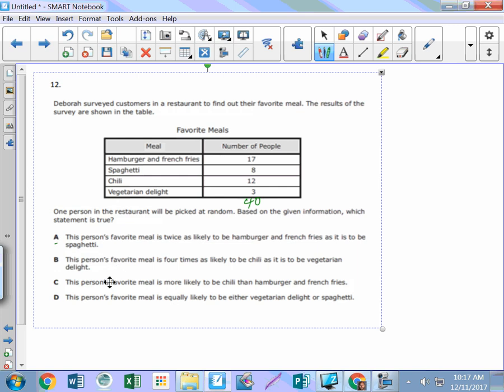This person's favorite meal is 4 times as likely to be chili as it is to be vegetarian delight. Well, let's see, 4 times like chili. That 3 goes in, so that is very true. I'm going to say it's a B. Let's keep going. Person's favorite meal is more likely to be chili than hamburger. Chili is 12. That's not true. This person's favorite meal is equally likely to be vegetarian or spaghetti. Vegetarian, that's not true. So it is B.